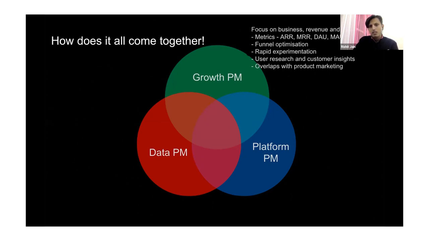Growth PMs typically do rapid experimentation, a lot of experimentation. Do you have a button that says add to cart, or do you have a button which says buy now? How does a user react to it? Do you design a button with, let's say, a red color on it or a green color on it?